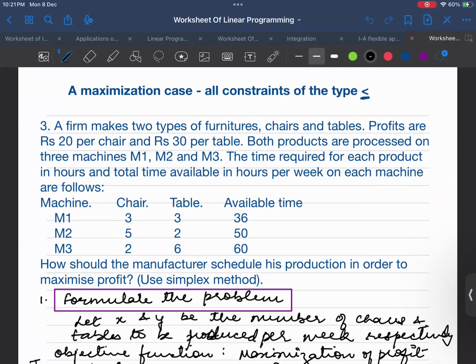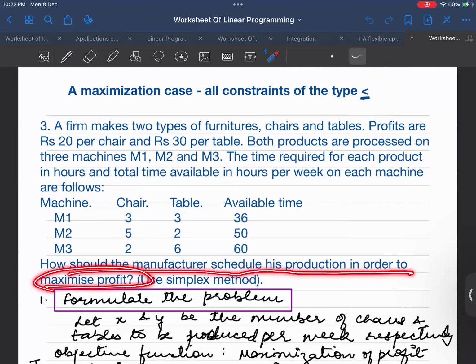Whenever we have a question like this of the LPP, first of all, check which type of constraints we have. It's less than or equal to, and it's a maximization case. How do we know? Because the question says profits are rupees 20 and 30, both the products are processed on three machines, the time required is given for each machine, and the manufacturer must schedule its production in order to maximize the profit. So this is the maximization case.